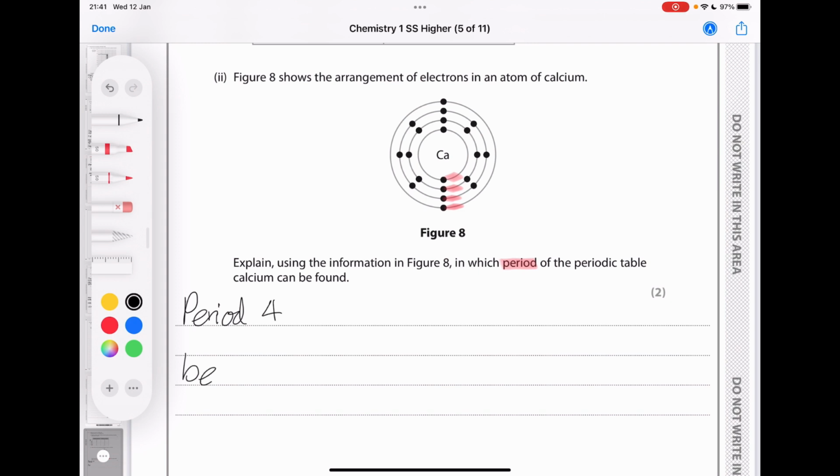Because, this is an explain question, because calcium has 4 shells of electrons.